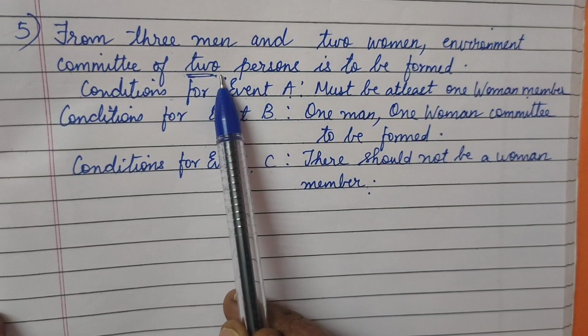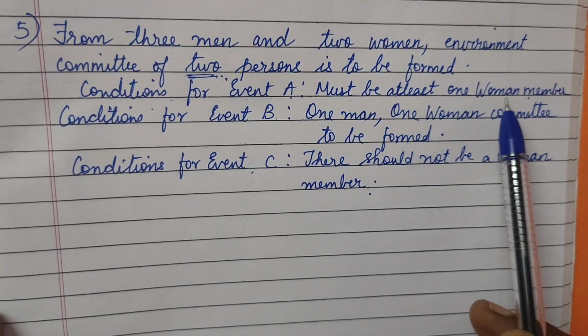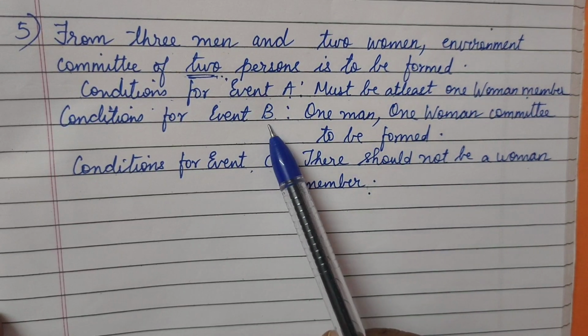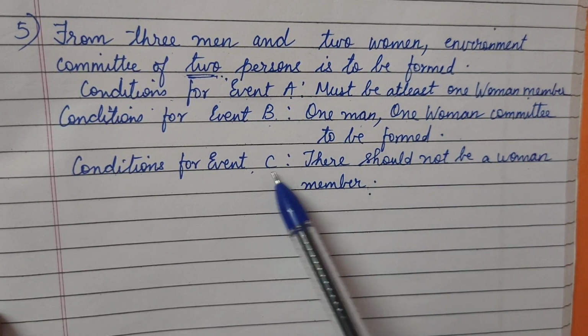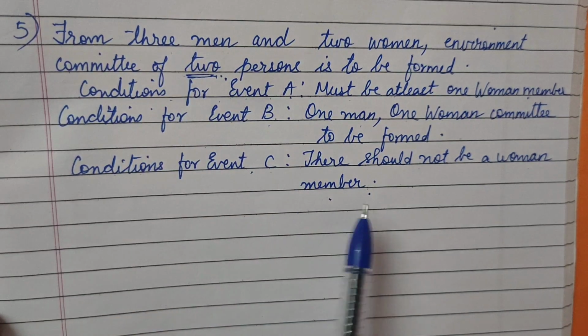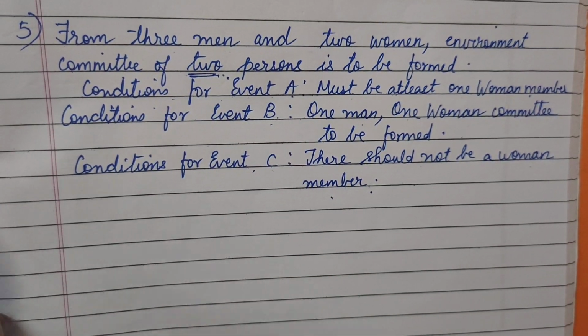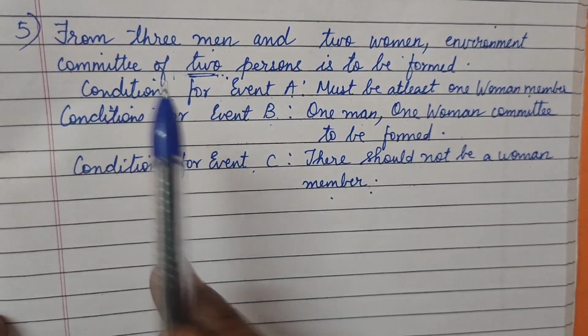That is a 2-person committee. Conditions for event A, that is at least 1 woman member, and event B, 1 man and 1 woman committee to be formed, and there should not be a woman member at all. Now before we see the conditions, let's plan for the sample space here. What is it? 3 men and 2 women. So we need to distinguish the men here.